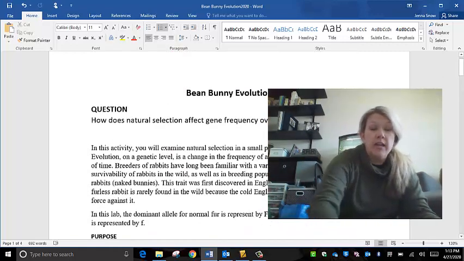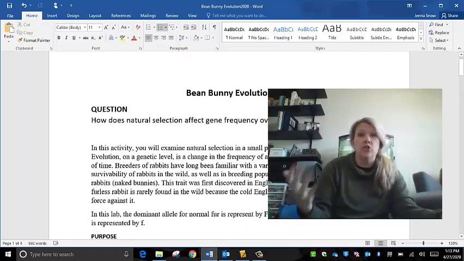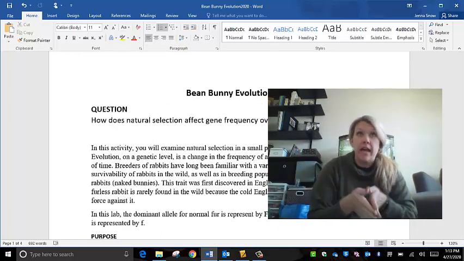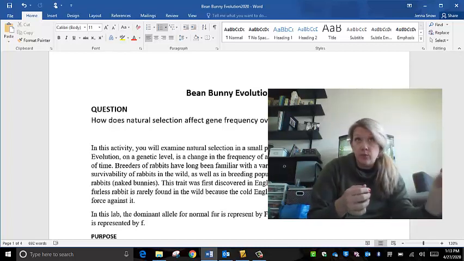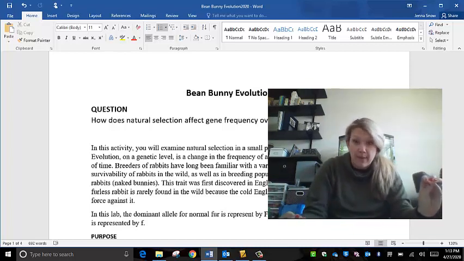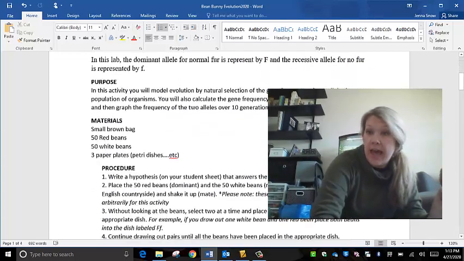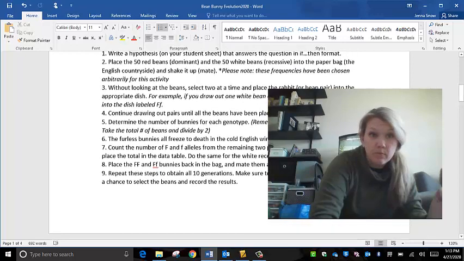So our question is, how does natural selection affect gene frequency over several generations? So how is natural selection going to affect the furless rabbit? What would you expect to happen to the furless allele? And what do you expect to happen to the allele that's dominant that codes for fur? Okay, so you need to answer that in if-then format.